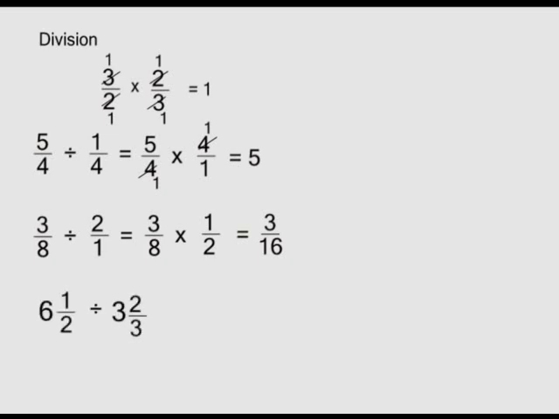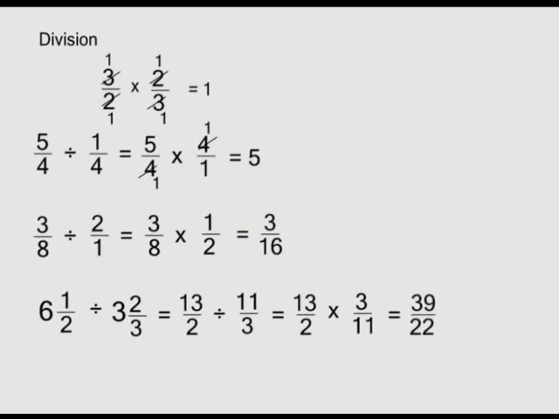6 1 over 2 divided by 3 and 2 over 3. We change them first into improper fractions. 13 over 2 divided by 11 over 3. Reciprocal of 11 over 3 is 3 over 11. So 13 over 2 times 3 over 11 will give us 39 over 22.